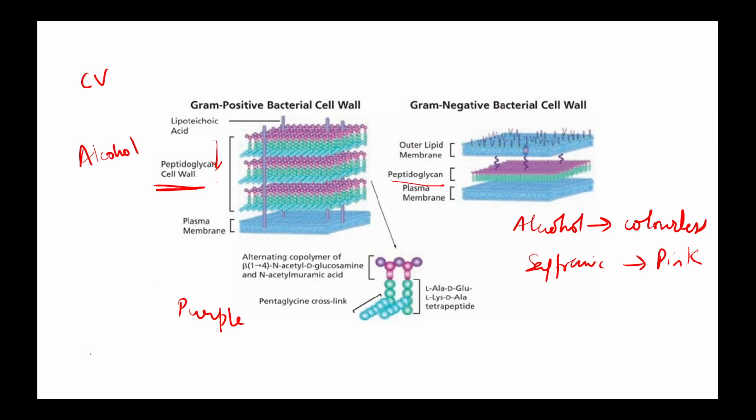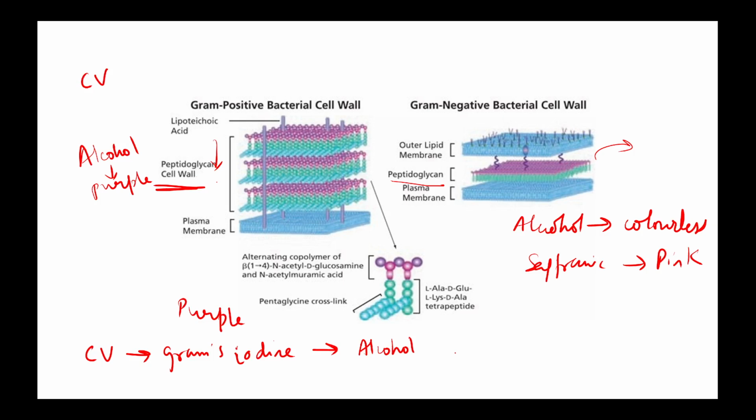So basically we take the cells, we heat fix it, then we stain with crystal violet. Then we add gram's iodine, which is an iodine solution, and this gram's iodine fixes the crystal violet on the cells. Okay. Then we wash it with alcohol. When we wash it with alcohol, since gram negative has a thin peptidoglycan layer, the crystal violet comes out. Okay. But from gram positive bacteria, the crystal violet cannot come out, and after alcohol also they appear purple.